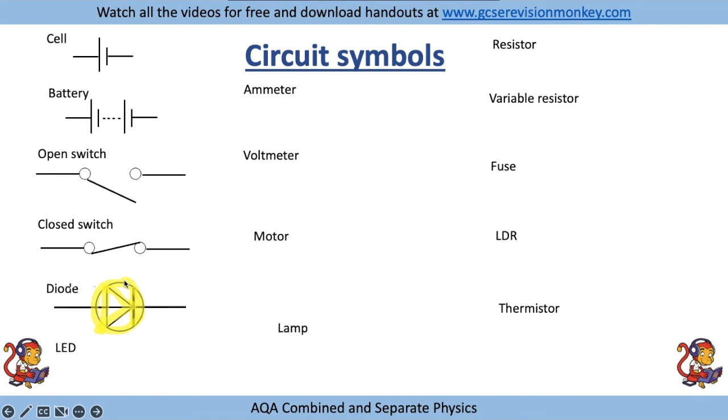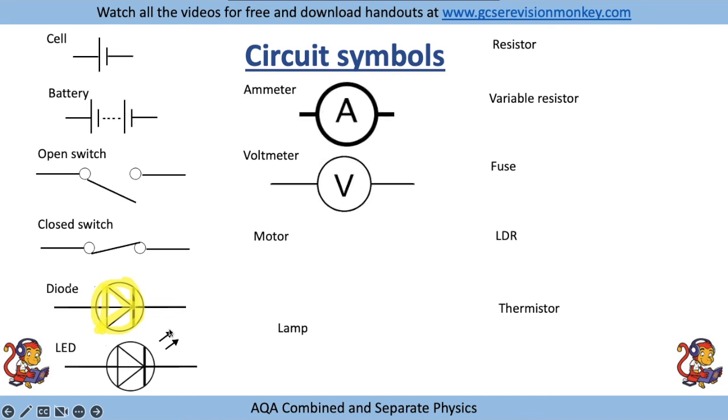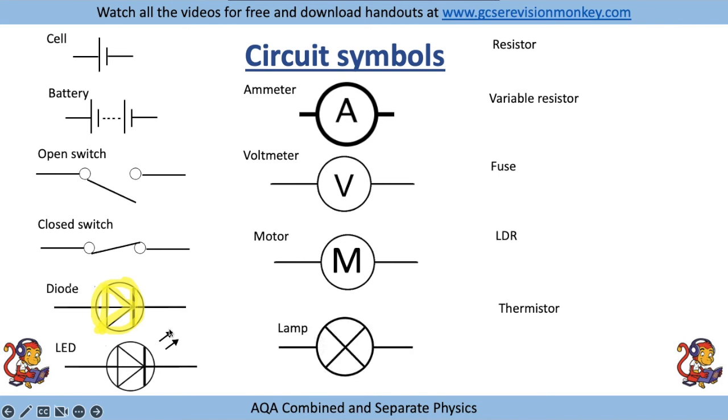And then LED stands for light emitting diode, so that is the diode again, but with arrows to show that light is given off. Then you've got the ammeter, the voltmeter, and I've just put motor in, not because you'd necessarily be asked to recall it, but just because you might see it amongst a circuit in an exam question. That is a motor. You've got a lamp, and then to the rectangles. The resistors are the ones with the rectangles.